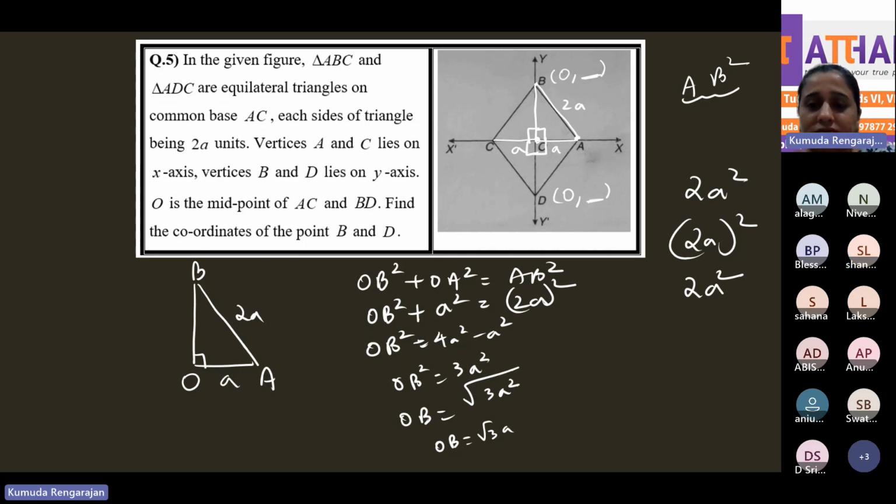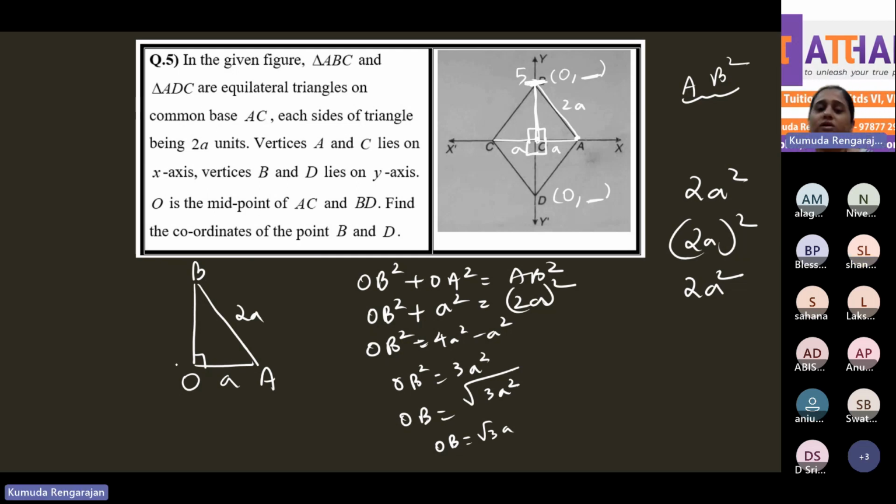See, now suppose I say OB is 5 units. That means this point is 5. So if OB is root 3A, that means this point marking is root 3A. This one is root 3A.